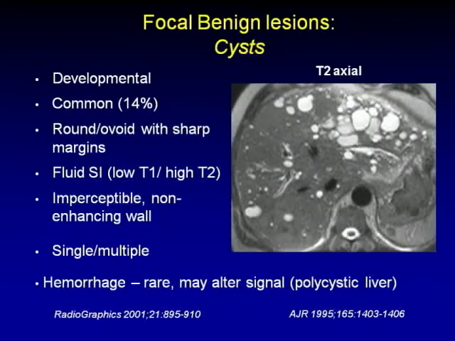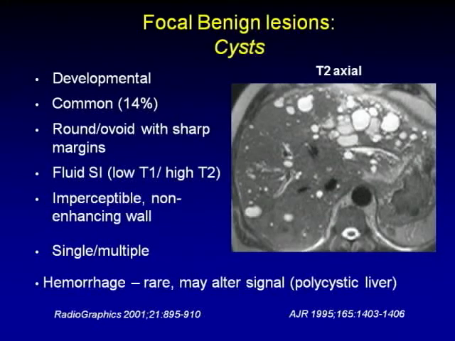They should be round or ovoid with sharp margins. The walls should be imperceptible, should not show any enhancement. On CT, they would be of fluid attenuation, and on MRI, should have fluid characteristics, low on T1 and very bright on T2, similar to the CSF.